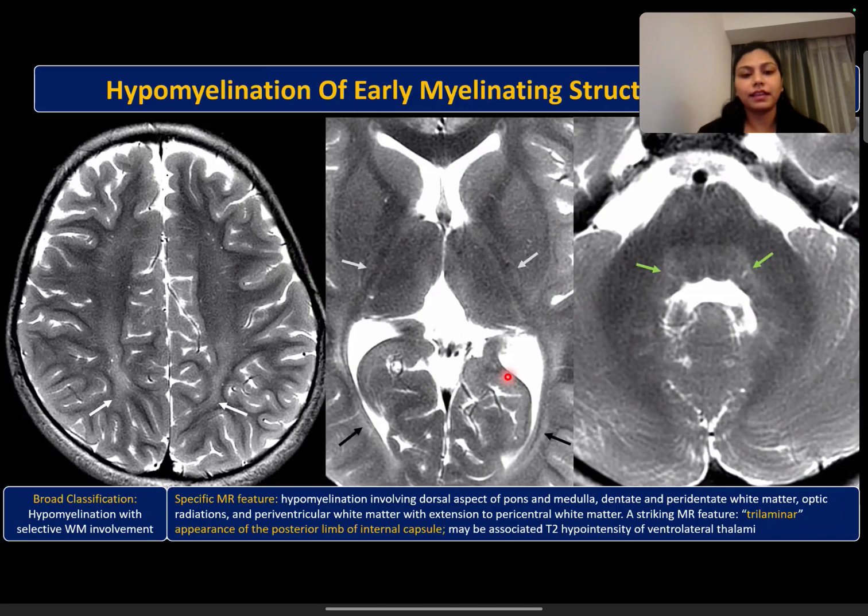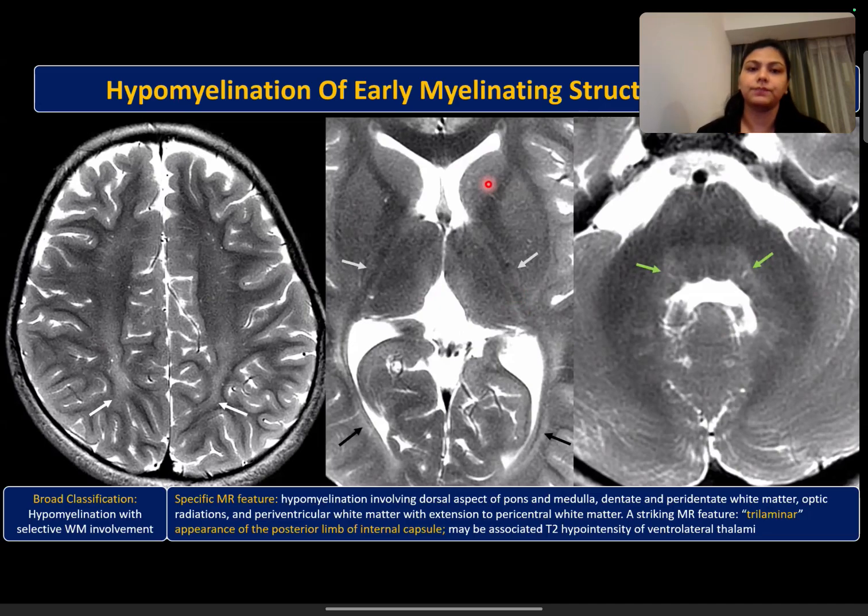So in this also, apart from the features that there is hypomyelination only involving the early myelinating structures, one specific pattern which can be seen in the posterior limb of internal capsule is a trilaminar pattern. So in this, there are alternating hyper, hypo, and hyperintensities, which gives a trilaminar appearance to the posterior limb of internal capsule, which is one of the features which can be seen in HEMS and can provide a clue towards the diagnosis.